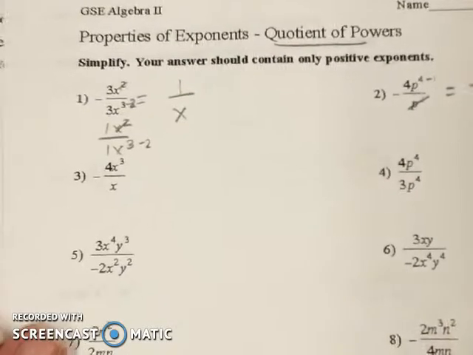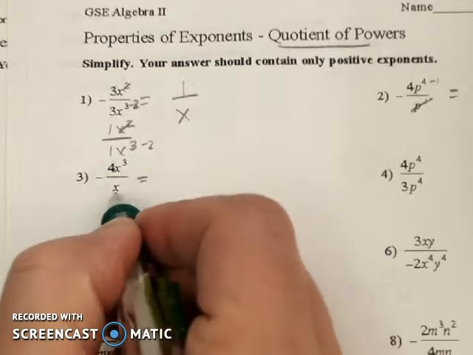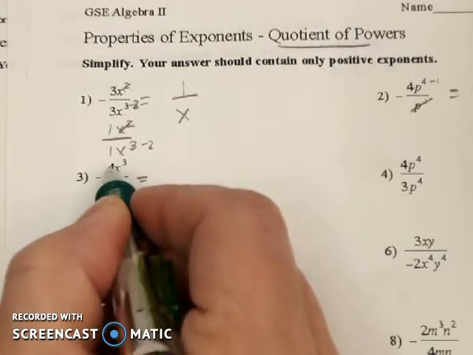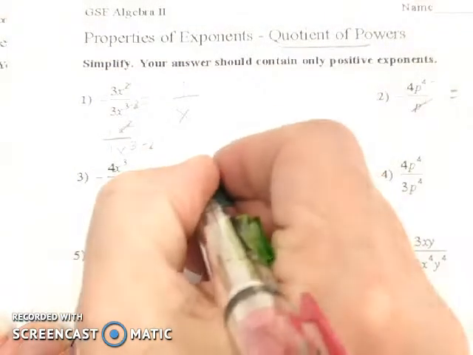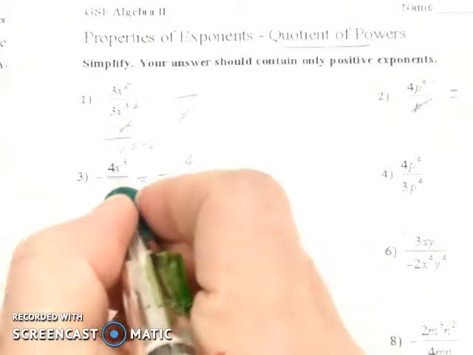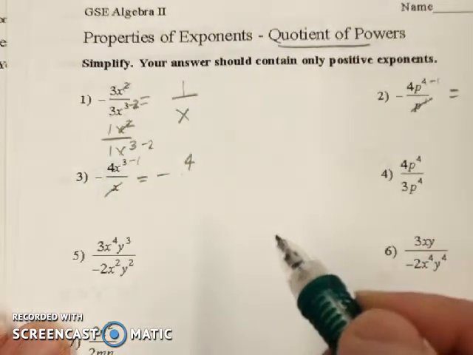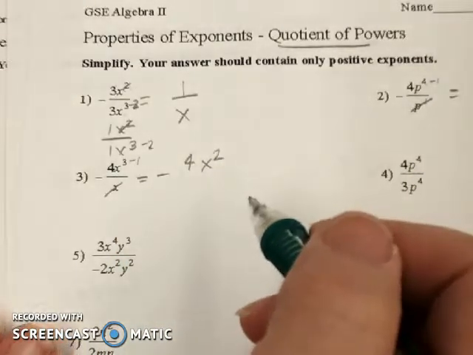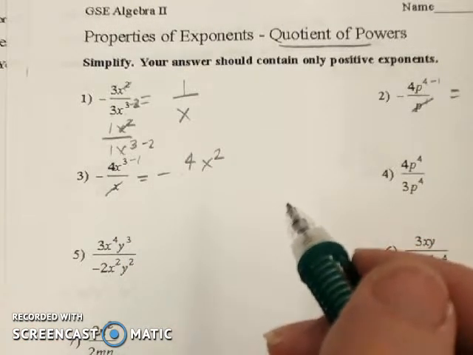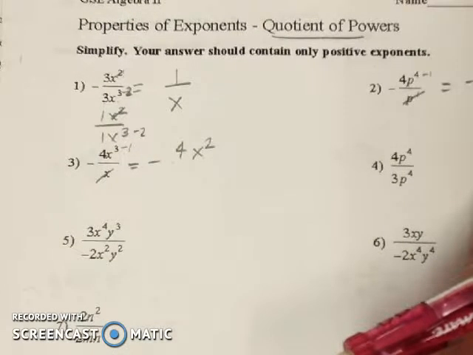For number 3, I've got -4x cubed over x. Again, there's nothing to simplify with that 4. There's a negative out front, so it's going to remain there. X to the cubed over x to the first, you're going to subtract the 1 from the 3. That's going to give you an x squared in your numerator. The denominator goes away or becomes 1. You do not have to put the 1 in the denominator.